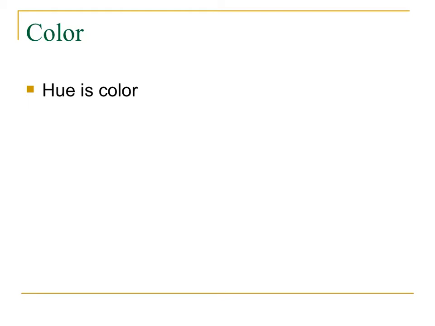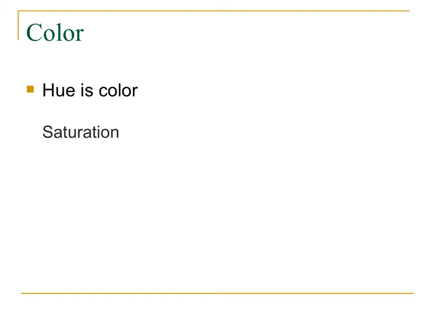Hue is, well, it's when we see red, we know it's red. When we see blue, we know it's blue. When we see yellow, we know it's yellow. And the redness, the blueness, the yellowness, that's the hue. However, there are some other attributes of color that are important, and we're going to take a look at them.